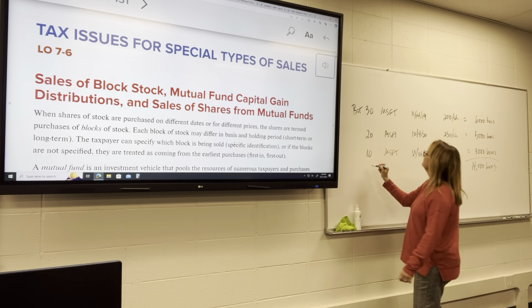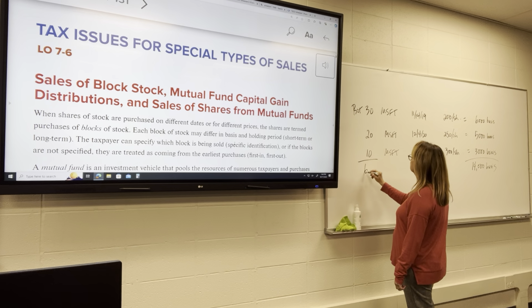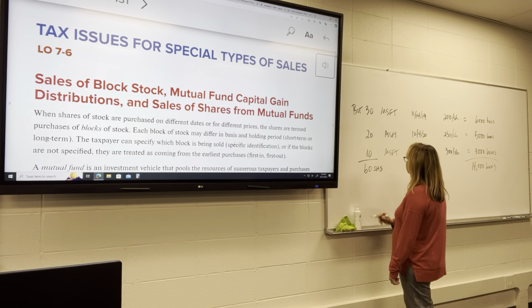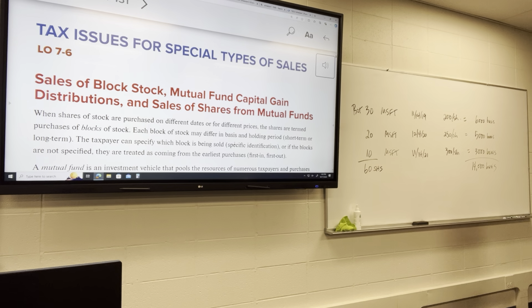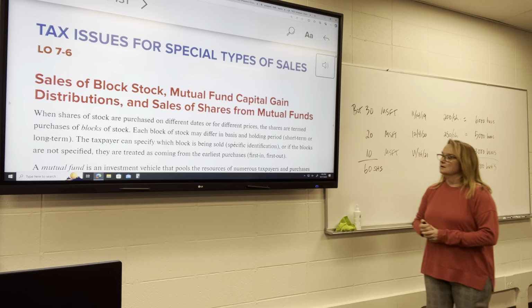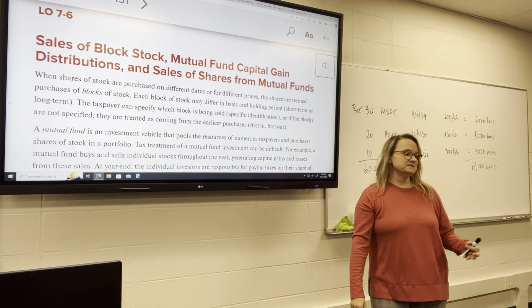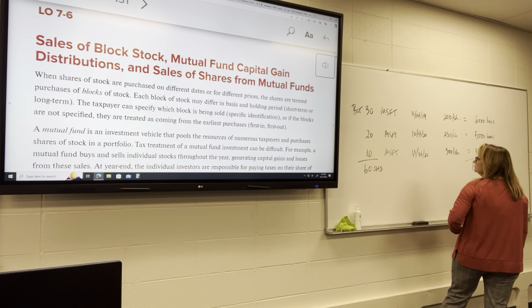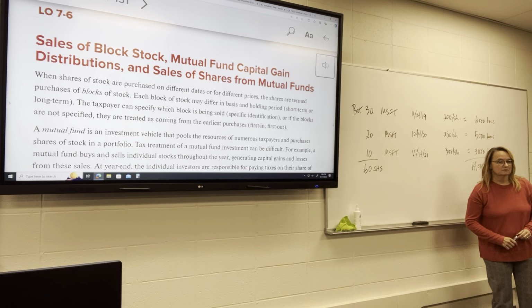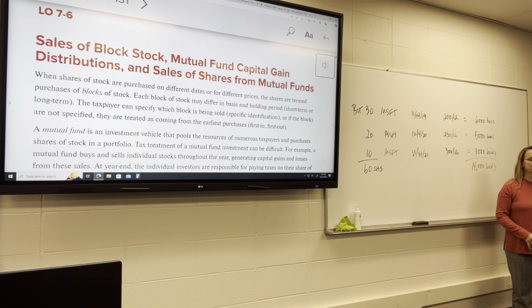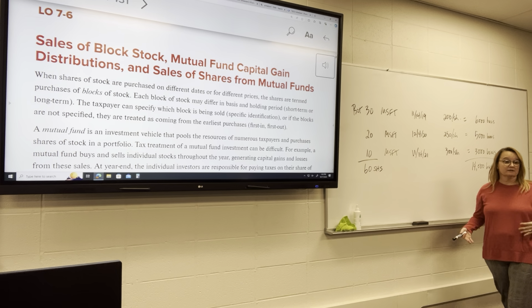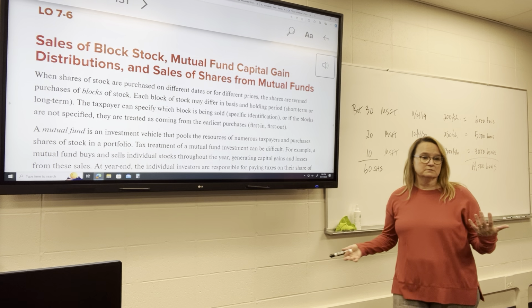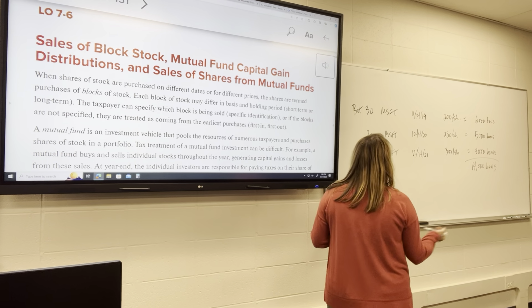And I have 60 shares. So what happens if I sell 50 shares? I sell 50 shares of Microsoft. How do I know which ones I've sold? I need to know that because I need to know the basis in order to calculate what the gain is, right? Or loss.